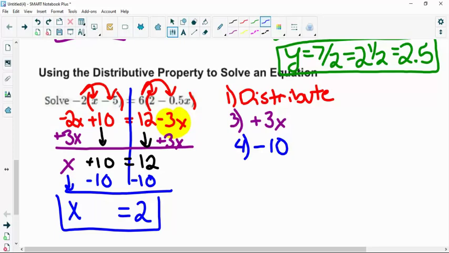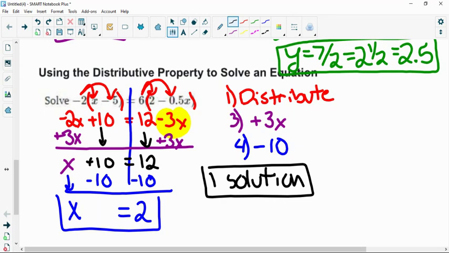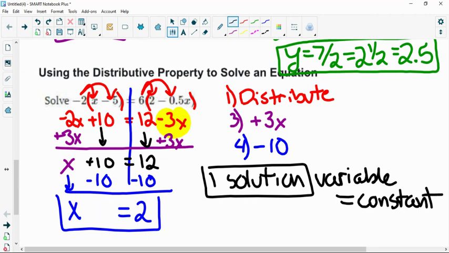Each of these has been an example of one solution equations. One solution equations are where we have a variable equals a constant. There's actually a way that you can recognize when you're going to have a one solution, and I'm going to go ahead and give you that hint.